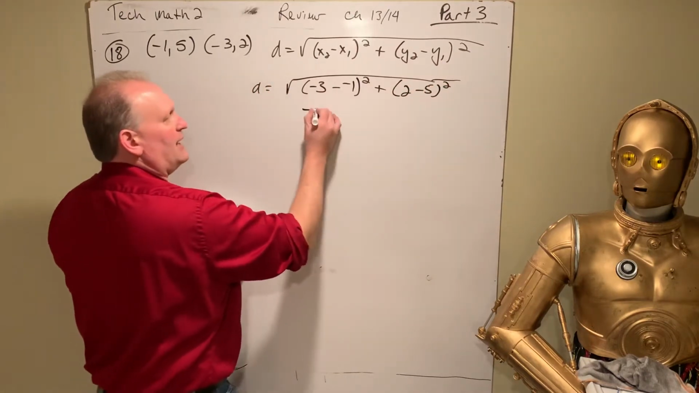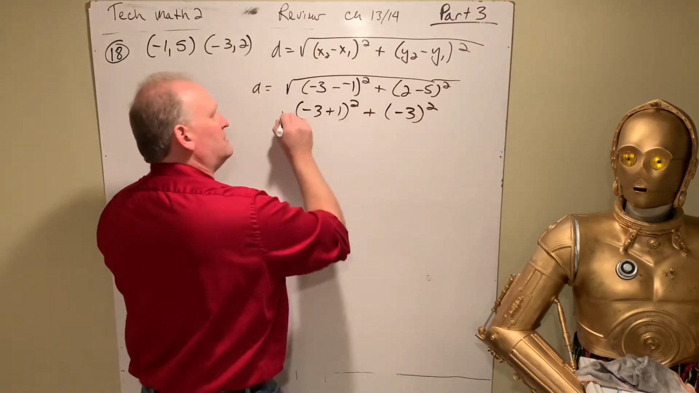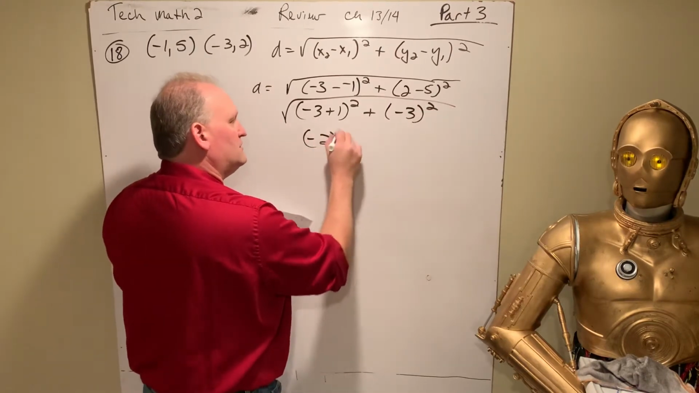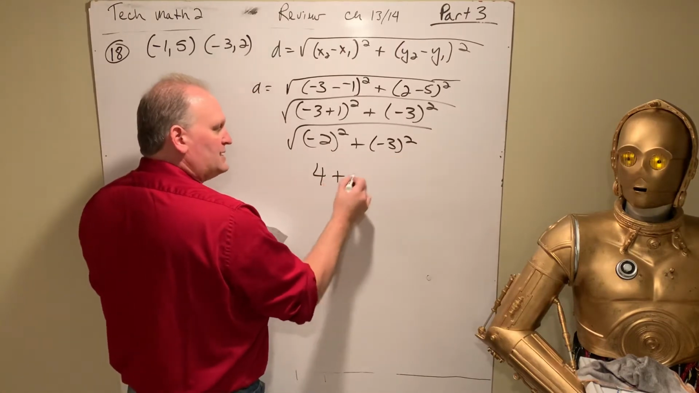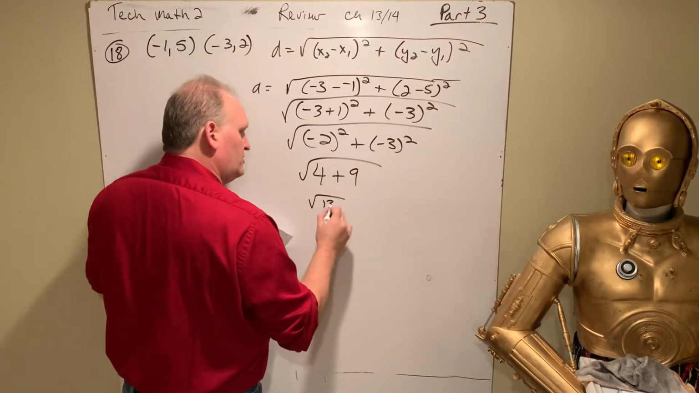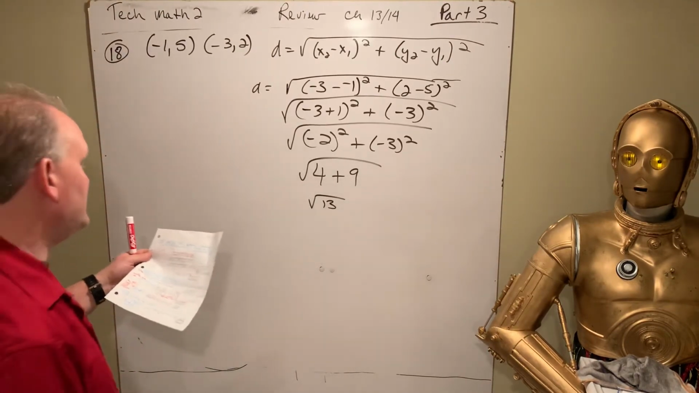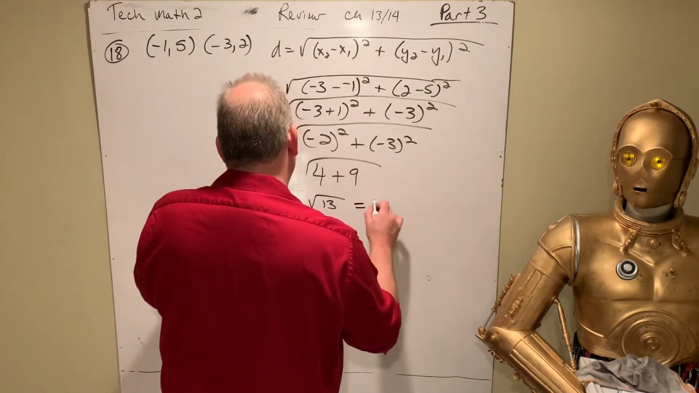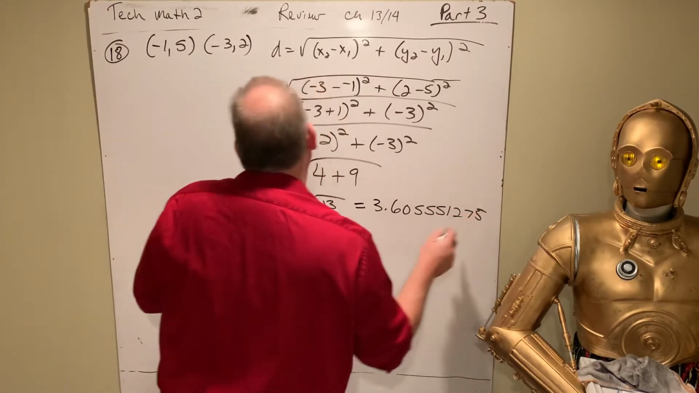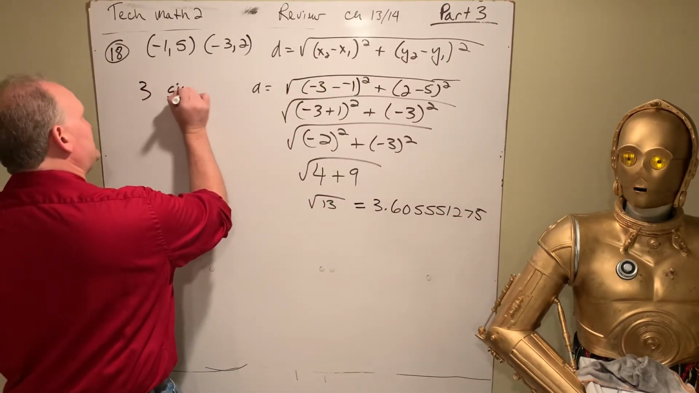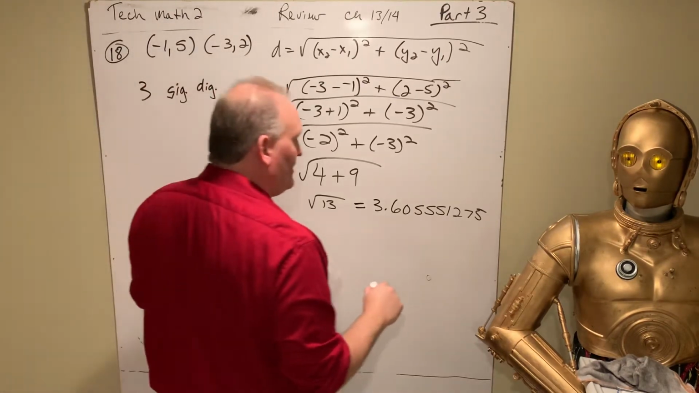So look, we have negative 3 plus 1, quantity squared. That's negative 2 squared, plus negative 3 squared, all under the square root. So 4 plus 9, we're looking at the square root of 13. And they want it to 3 significant digits. We haven't seen that in a while. So let's see, 3.605551275. So 3 significant digits. Sig-digs. So remember how that works.